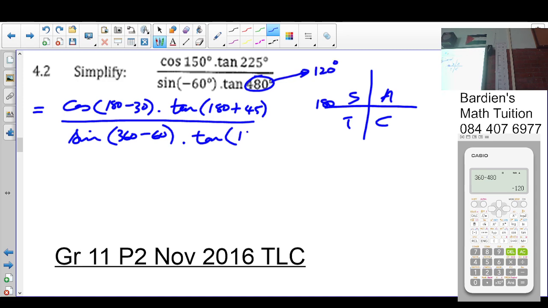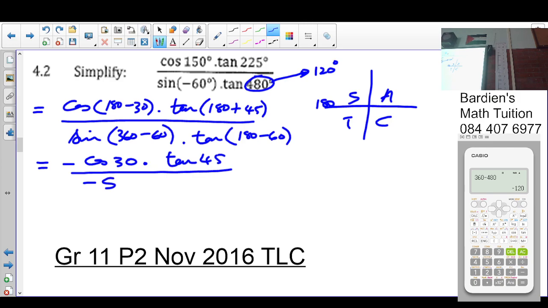Now 120 is the same as 180 minus 60. Okay, so let's simplify. 180 minus 30 takes us to the second quadrant, cos is negative. Cos of 30, tan of 180 plus 45, third quadrant, tan is positive. Over sine 360 minus 60, sine is negative. Tan of 180 minus 60, tan is negative. So three negatives will give you an ultimate answer of negative there.